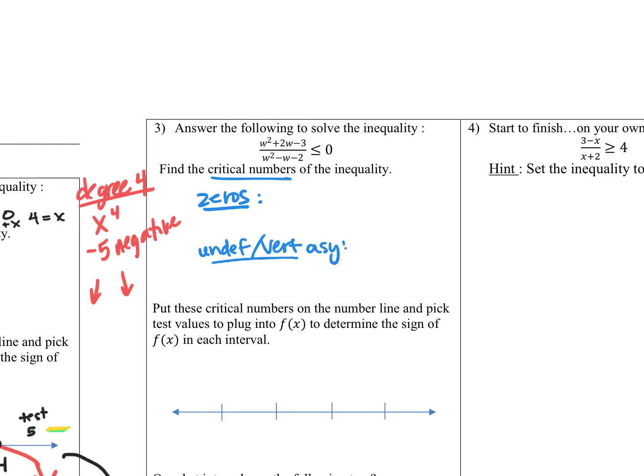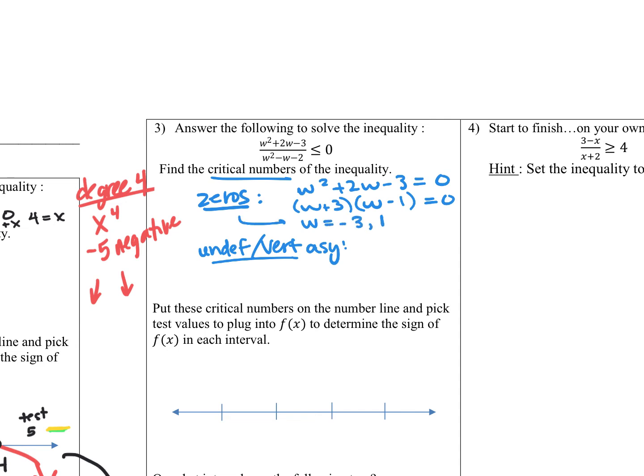So our zeros here are going to happen when our numerator is equal to 0. So that's when w squared plus 2w minus 3 equals 0. So we're going to factor that. That would end up being a positive 3 and a negative 1. So the zeros are at negative 3 and positive 1.